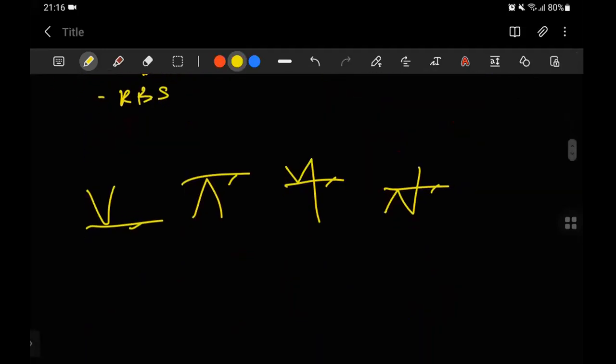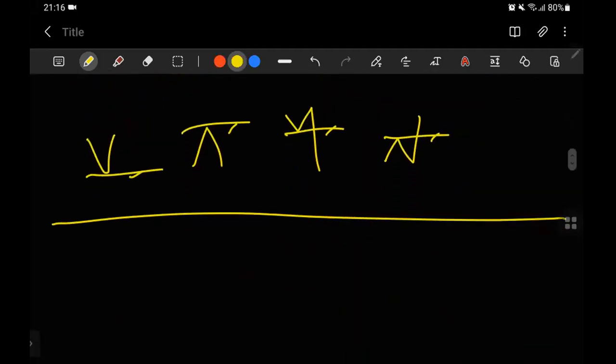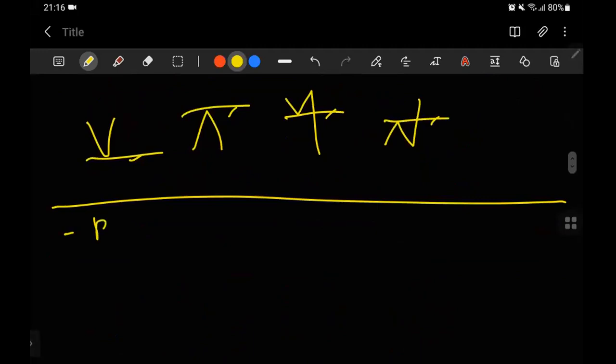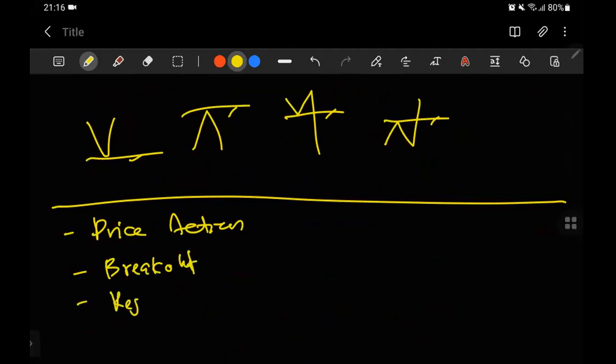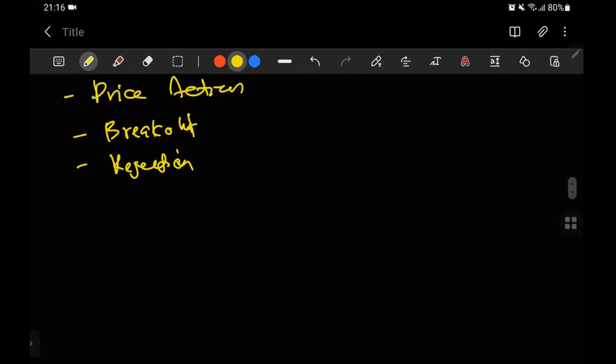Okay. So go next to the price action. For the price action, we are using the pure price action, which is the breakout and rejection. The breakout will look like this, and the rejection will look like this.